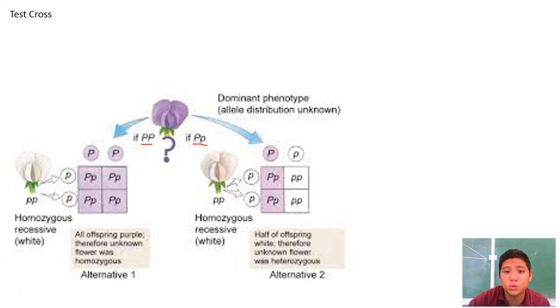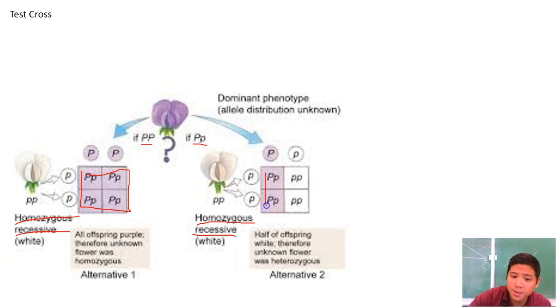And how do you figure out which one it is? Well, the way you do that is you do a test cross, meaning you cross it with a homozygous recessive individual. And when you do that, this is what you get. If the genotype of the organism were big P, big P, then all of the offspring would come out purple. They would all come out heterozygous here. And so if you came out with all heterozygous, then you know that the original genotype of the parent was big P, big P, homozygous dominant.